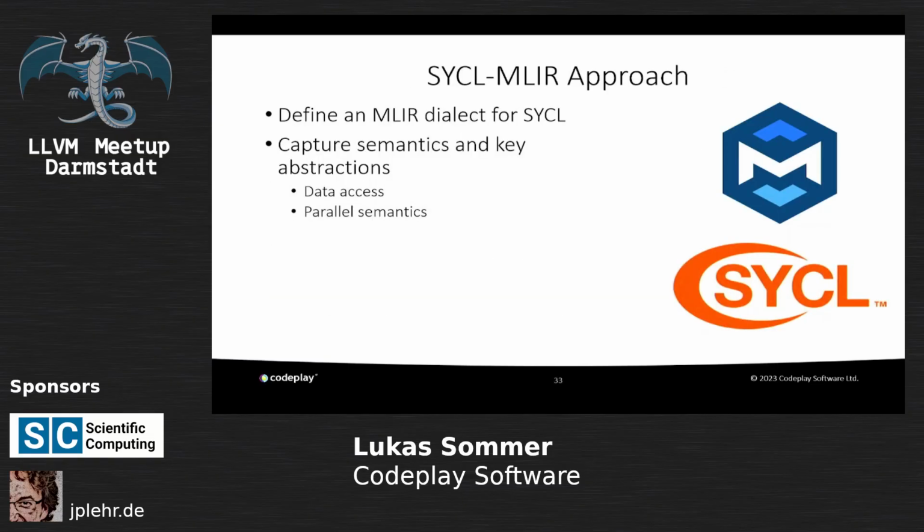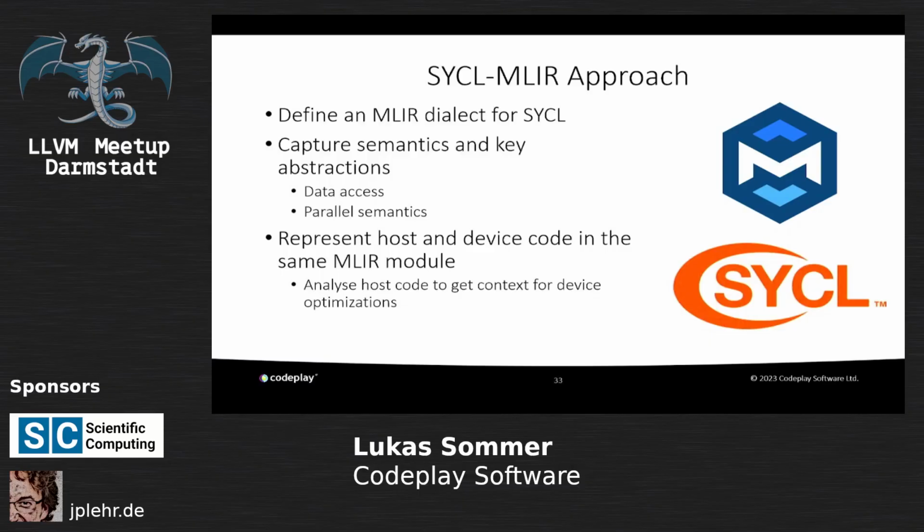How do we do that? First thing, of course, is we define an MLIR dialect for SYCL. And the idea is to capture some of the semantics of SYCL and some key abstractions. That would be data access, the accessors and the buffers that I've shown you in the beginning in the SYCL part. Some of the parallel semantics, because you define the function that each work item executes, but of course that function is executed by a lot of work items at the same time on your GPU. So we need to capture some of that parallel semantics in there. And then we're going to represent the host and device code in the same MLIR module to do analysis. Right now, we'll mainly do analysis of the host code to get some context information that we can use for optimization of the device side.